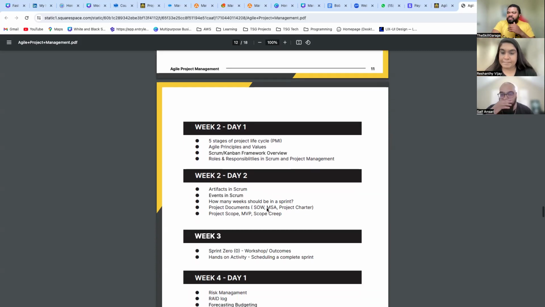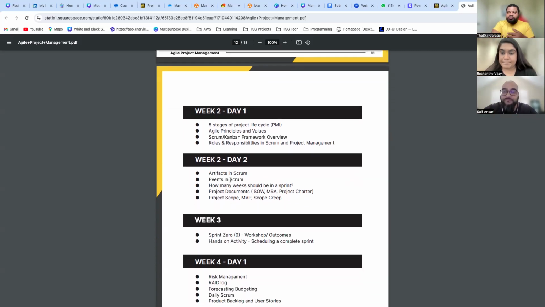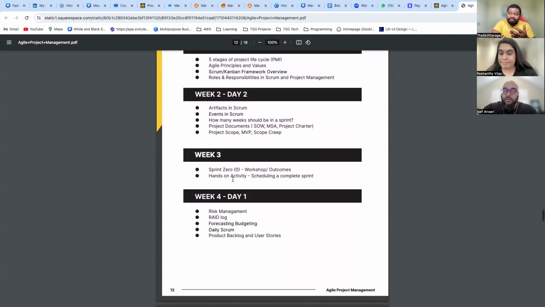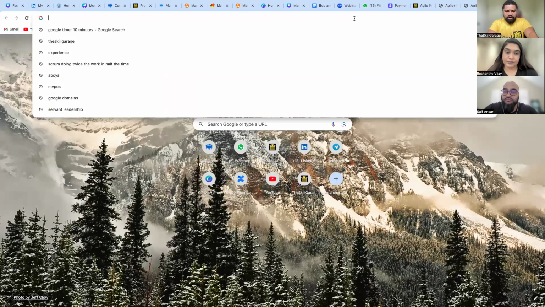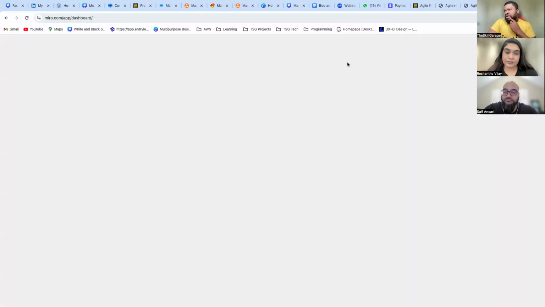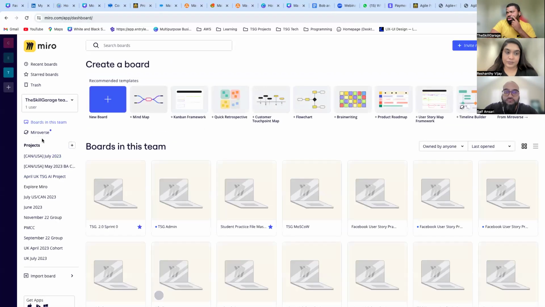So these are the things you're going to learn. You'll learn about Scrum and the artifacts of Scrum. You'll learn about Sprint Zero. Now, Sprint Zero is a workshop-style session. Let me show you an example that we've done with the students on our platform. I hope I'm able to show you one or two things.